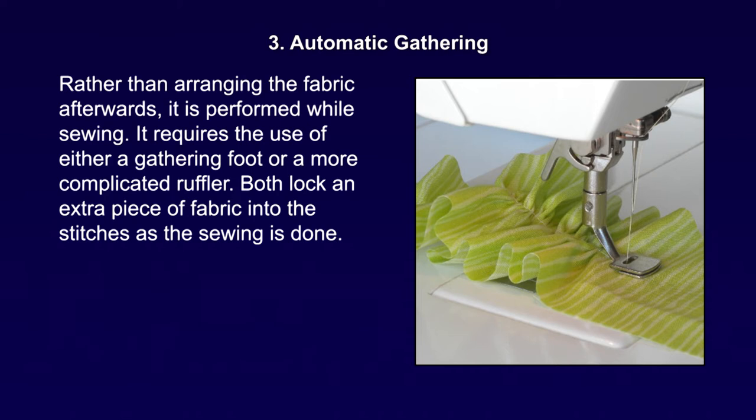Automatic gathering. Rather than arranging the fabric afterwards, it is performed while sewing. It requires the use of a gathering foot or a more complicated ruffler. Both lock an extra piece of fabric automatically into the stitches as the sewing is done. The picture here shows a gathering pressure foot attached to the sewing machine.